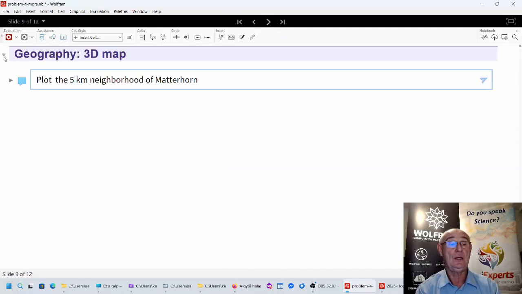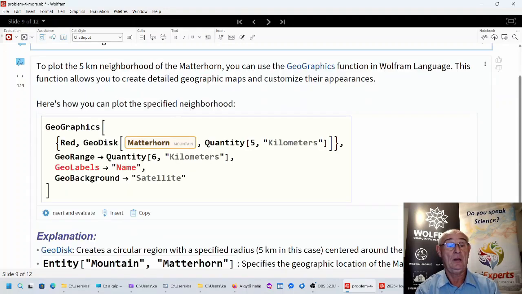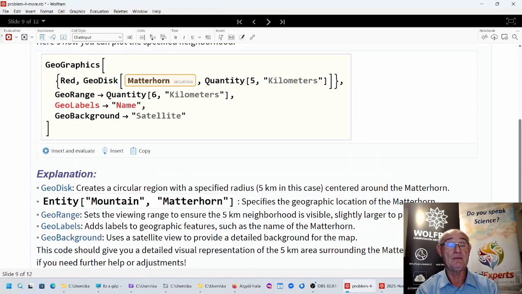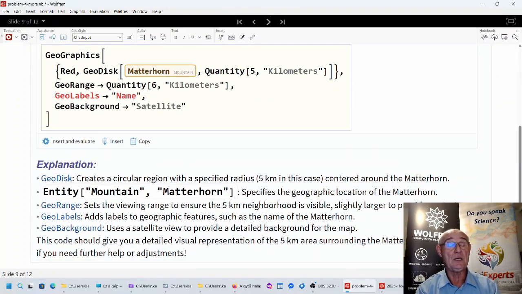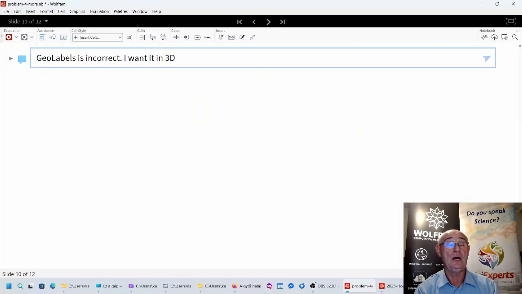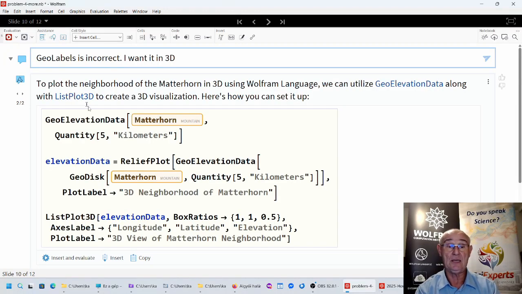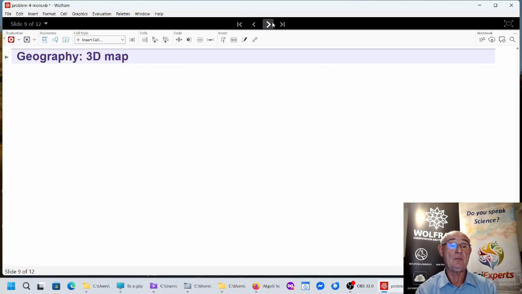That's very difficult. That's geography. Seeing the three-dimensional map, I asked the Notebook Assistant to draw the 5-kilometer neighborhood of the Matterhorn. Okay, I got the result. Everything is nice. But we can see immediately in the answer that there is an option, GeoLabels, that's wrong. I just say that GeoLabels is incorrect. I want it in 3D. Look at the answer.